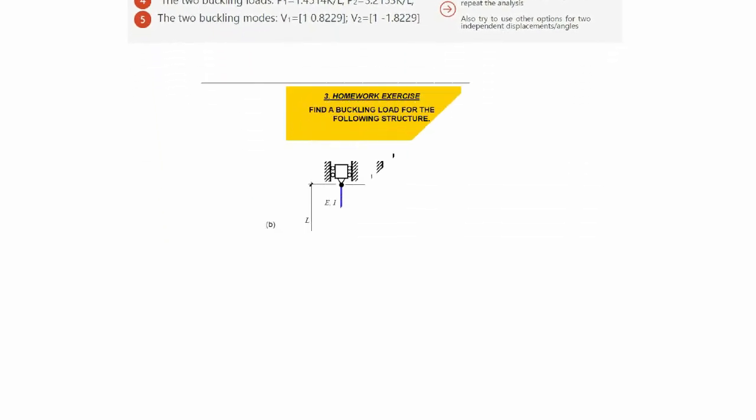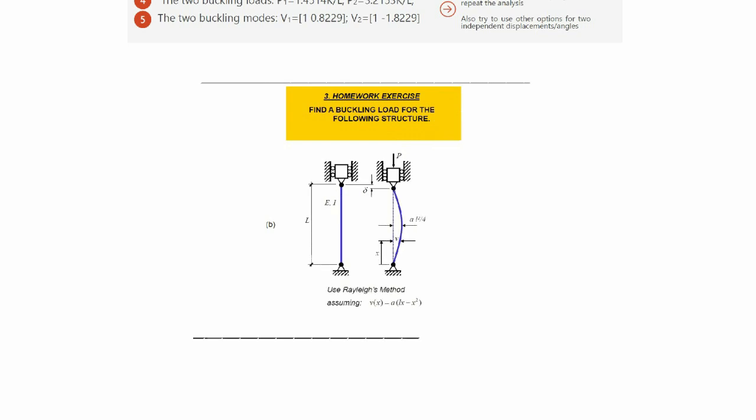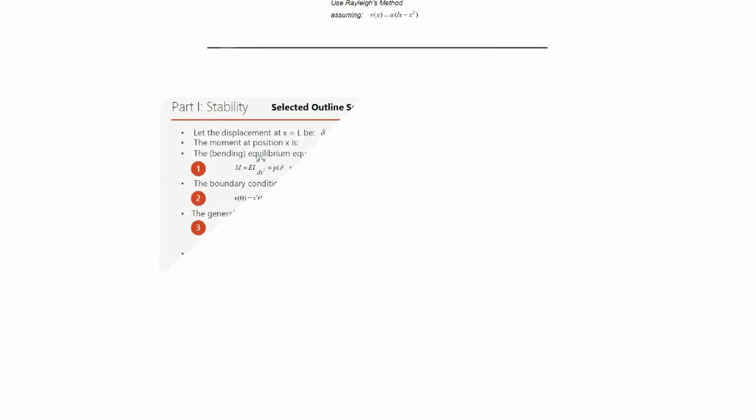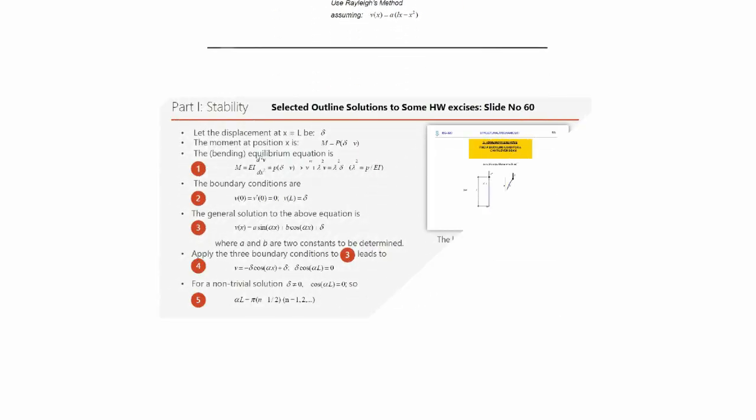Part I, Stability. Selected outline solutions to some HW exercises, slide number 60. Let the displacement at x equals L be delta. The moment at position x is M equals P(delta minus v). The bending equilibrium equation is EI d²v/dx² equals P(delta minus v), that is v'' plus λ²v equals λ²delta, where λ² equals P/EI. The boundary conditions are v(0) equals 0, v'(0) equals 0, and v(L) equals delta.